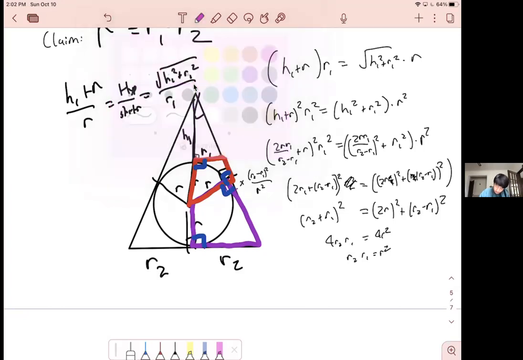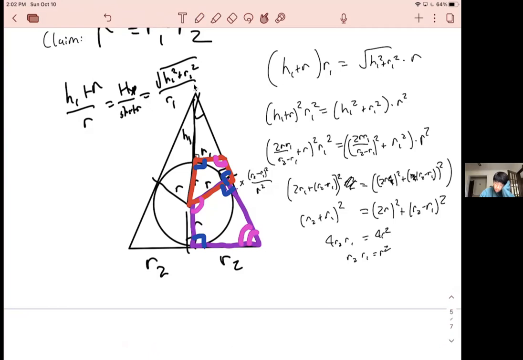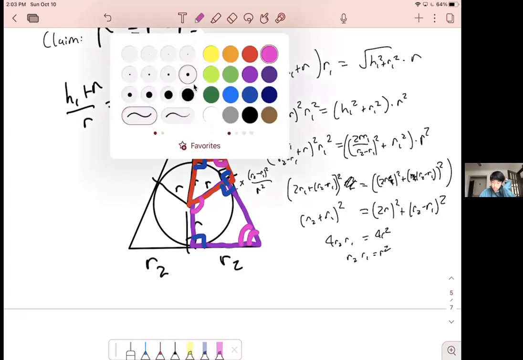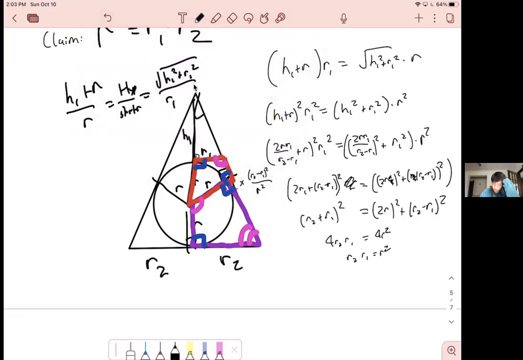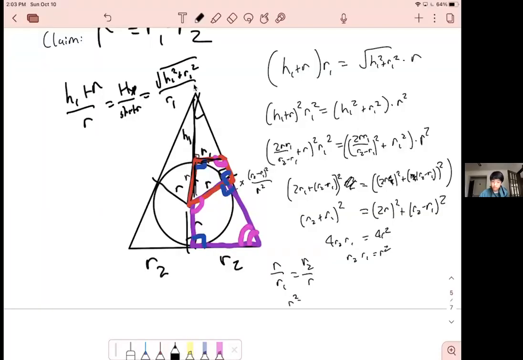Those two pink angles add up to 180, but then these opposite angles also add up to 180. So this is X, this is 180 minus X. This is X, this is 180 minus X, and then this is X because the angles have to sum to 360. So that means that these two quadrilaterals are similar, and then this means that R squared equals R1 R2, which is much nicer.